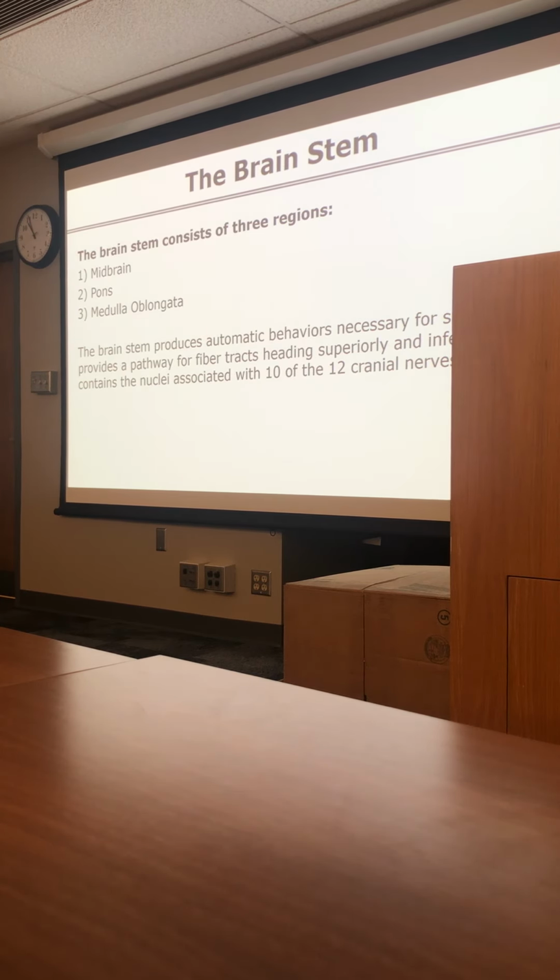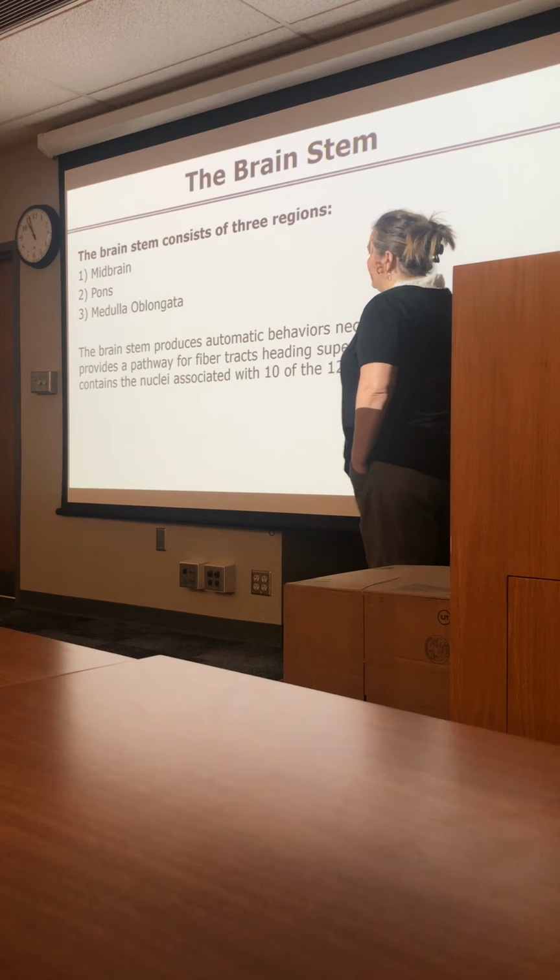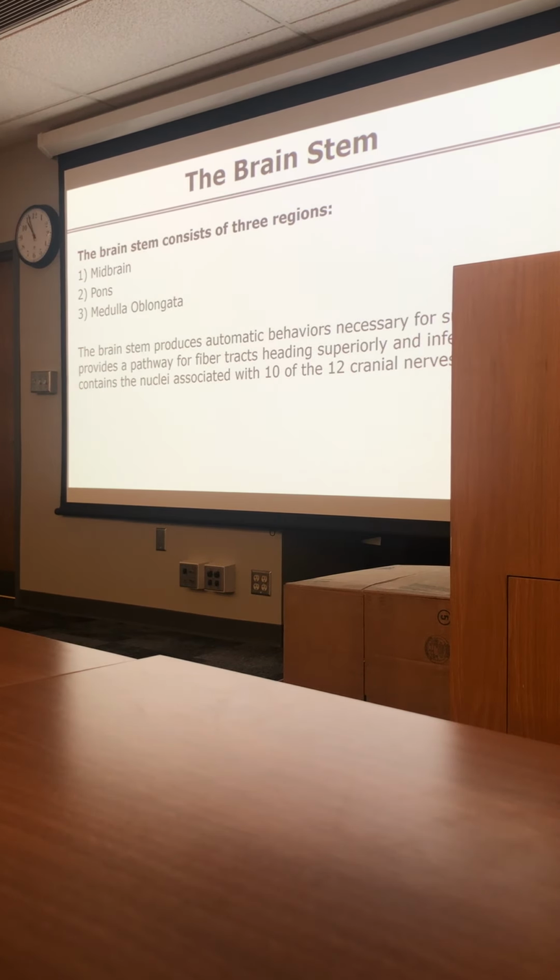We then have the brain stem. The brain stem consists of three parts, from superior to inferior. We have the midbrain, the pons, and then the medulla oblongata. The brain stem produces autonomic behaviors necessary for survival, provides pathway for fiber tracts leading superiorly, inferiorly, so lots of information is traveling through the brain stem, and also has a lot of nuclei associated with it. So remember the setup here, you have some sort of lumen, go around with a little bit of gray matter and then white matter. In that white matter, you're going to find islands of gray matter called nuclei. And those nuclei include 10 of the 12 cranial nerve nuclei.